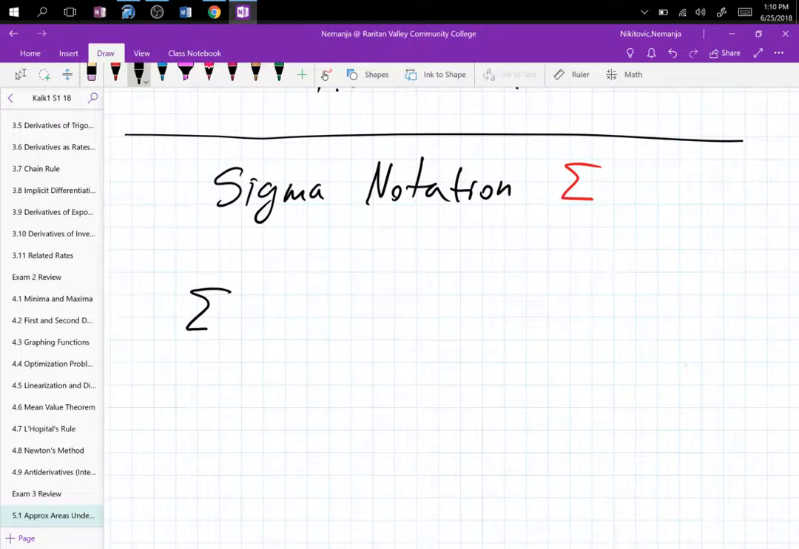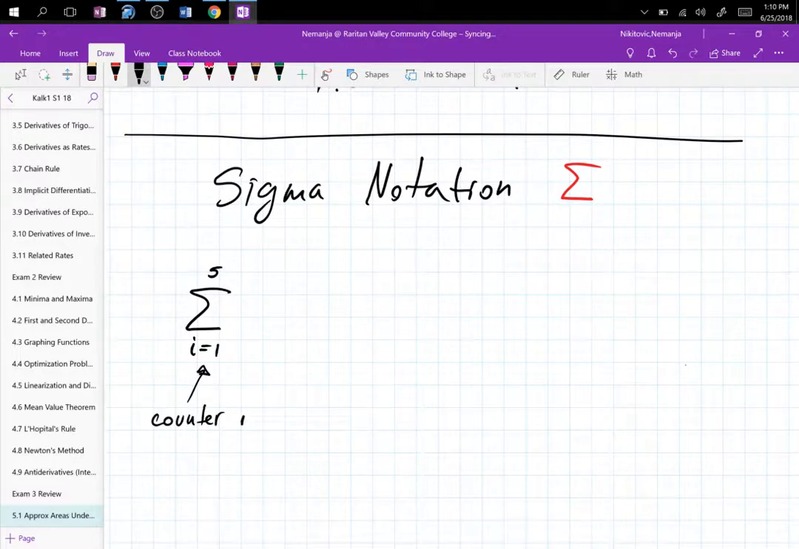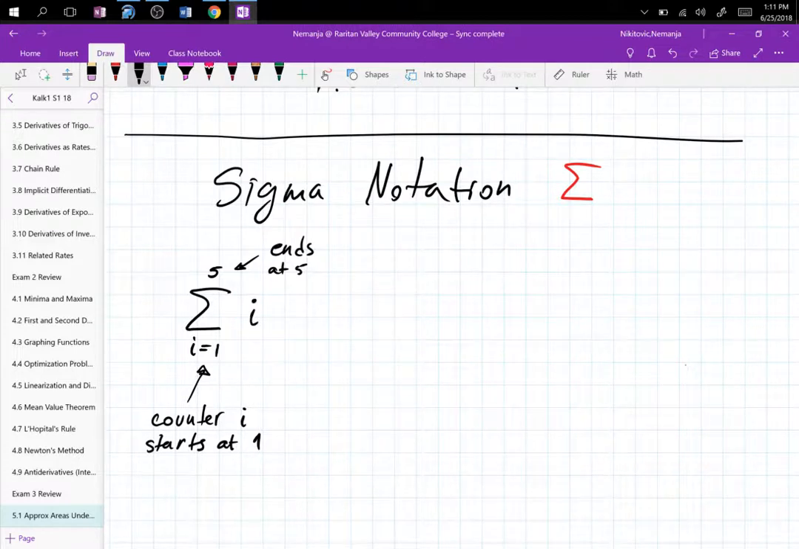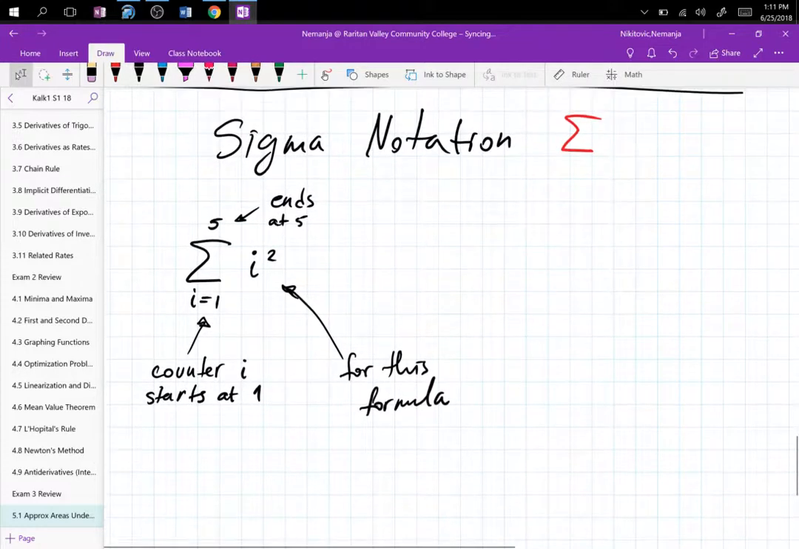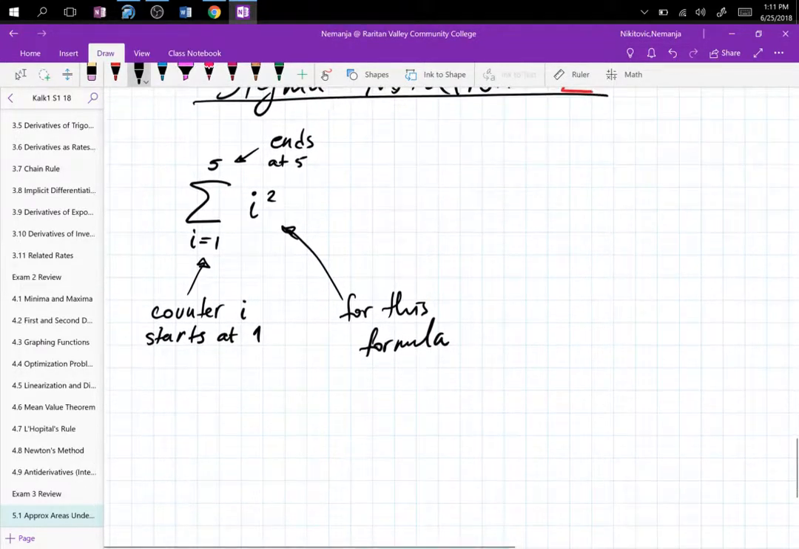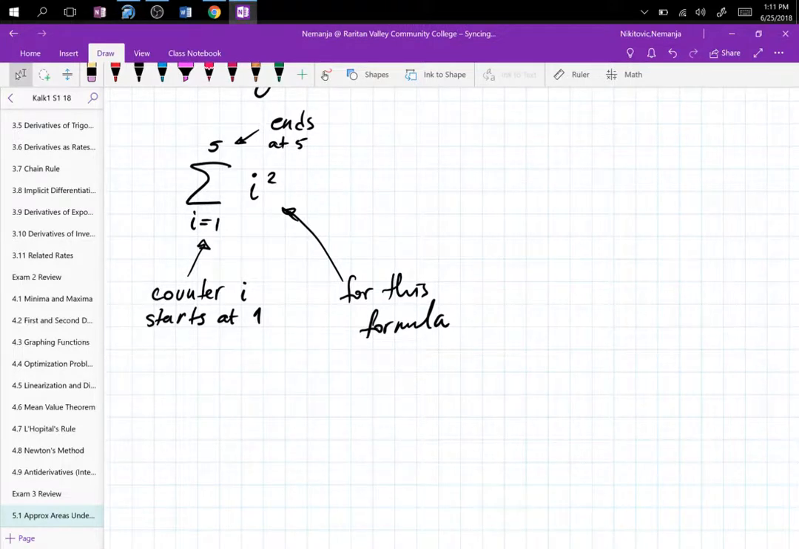Well, sigma notation in full goes i equals, let's say, 1 to 5. I'll say counter i starts at 1, ends at 5. For the formula over here, i squared, for this formula. So you can specify where to start, where to stop, and the formula goes inside. The sigma operates on that formula. So let's see what this looks like.